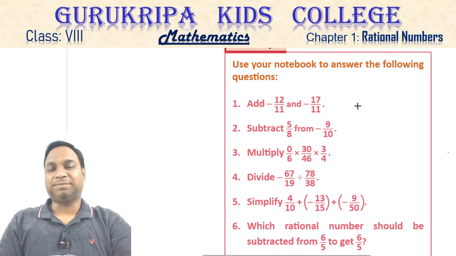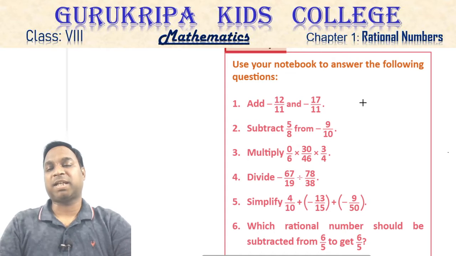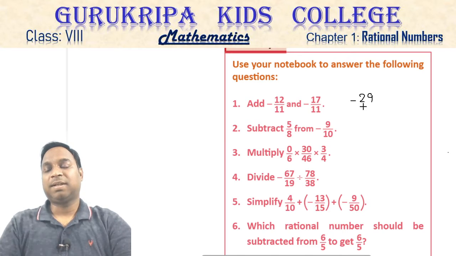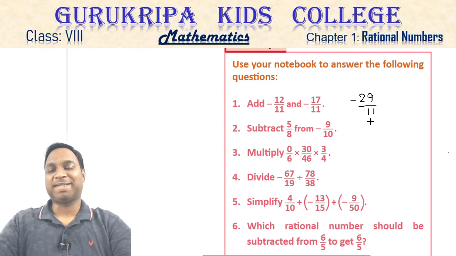Question number 1. Add minus 12 by 11 plus minus 17 by 11. I think it's a very simple question. I will just give you the answer, that is minus 29 by 11. Isn't it? किसी को कोई दिक्कत नहीं हुई होगी?